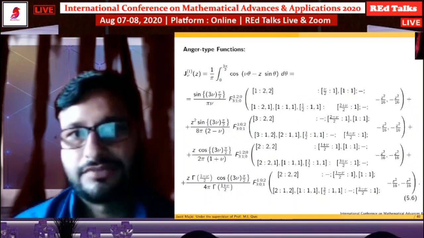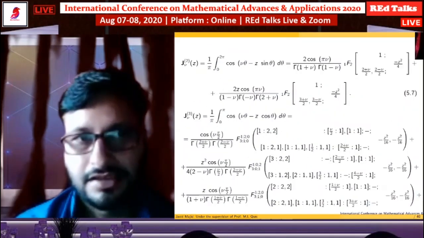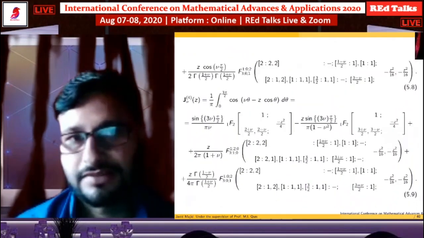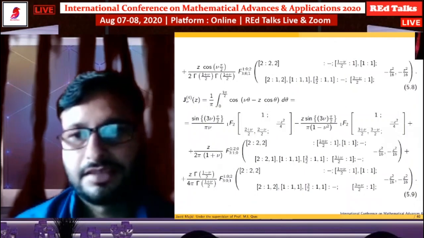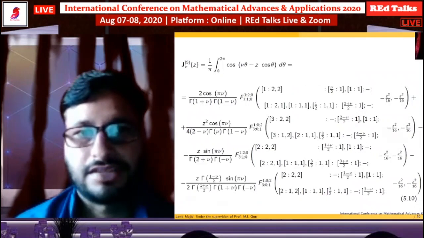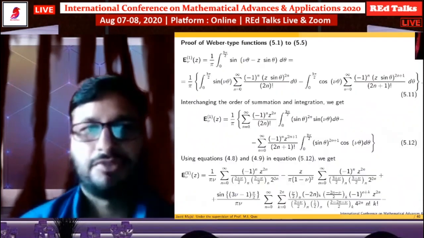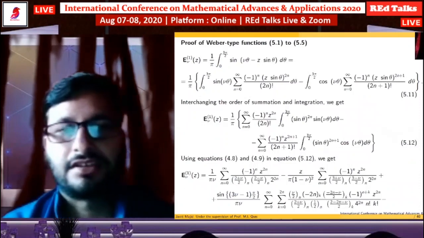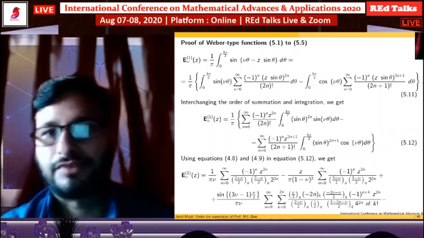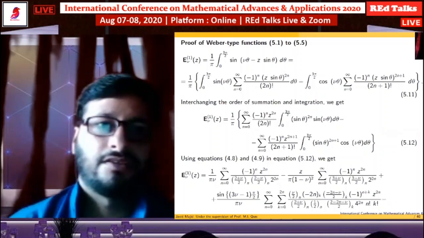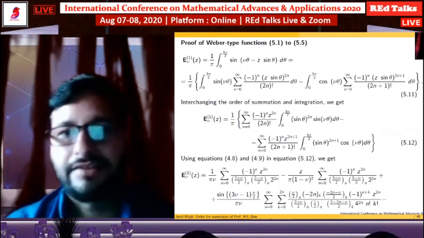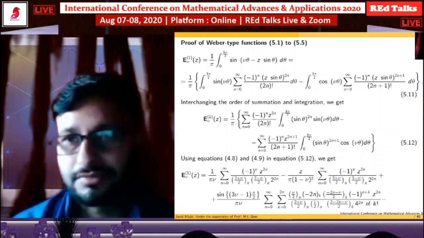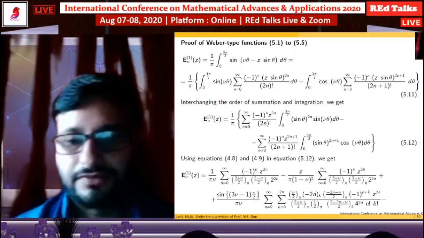And for the Anger type functions, we have also defined 5 types: J mu1 z given by 5.6, J mu2 z given by 5.7, J mu3 z given by 5.8, J mu4 z given by 5.9, J mu5 z given by 5.10. And we have given here the proof of the Weber functions from 5.1 to 5.5. In these, we use the hypergeometric form of the sine function and the cosine function. And after interchanging the order of summation and integration, we arrive at the result 5.12.